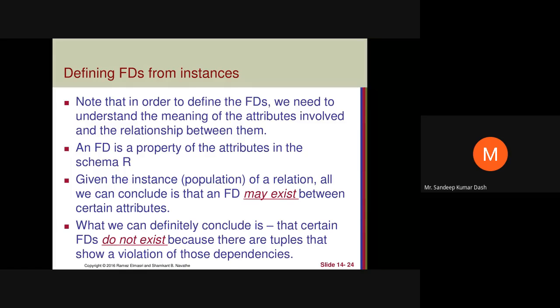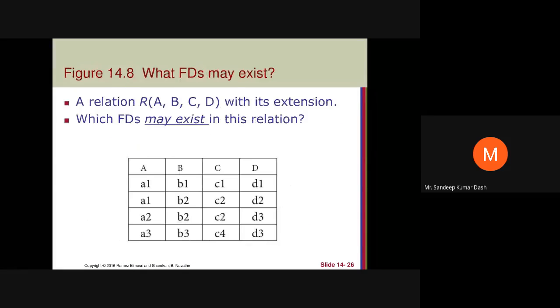Now, given this example, tell me among which attributes there can be functional dependencies. There is no solution to this, so there is no forward slide where I can show you. Just tell me.